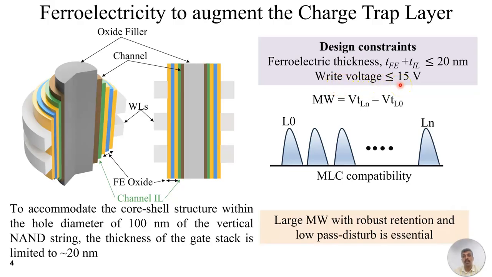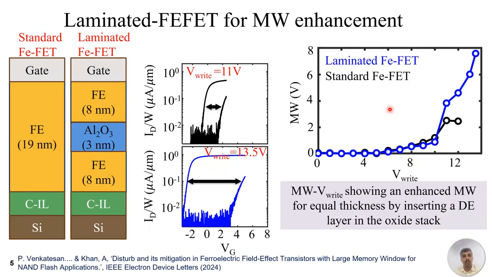So considering these two design constraints, we need to ensure that the memory window, which is the difference between the two extreme states, is as large as possible to enable multi-bit capability. So how to get a large memory window? If we consider a standard Fe-FET where the Fe thickness is 19 nanometer, we get a memory window of roughly 2.4 volts. However, considering the same physical thickness of 19 nanometer, if we insert a dielectric material such as Al2O3, we see a significant enhancement in the memory window performance, which is roughly 3 times.